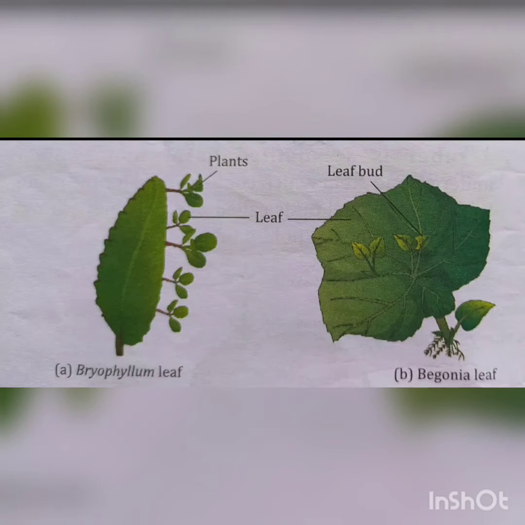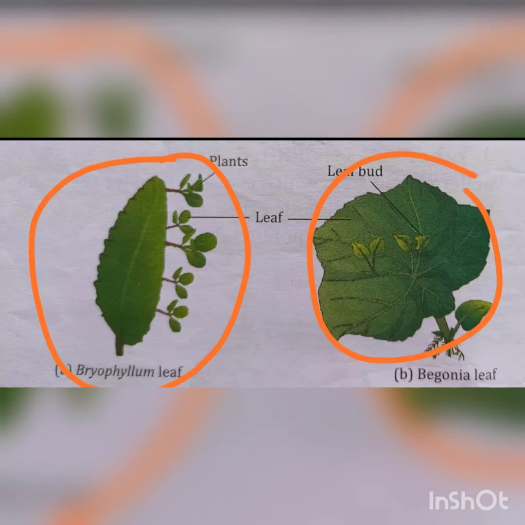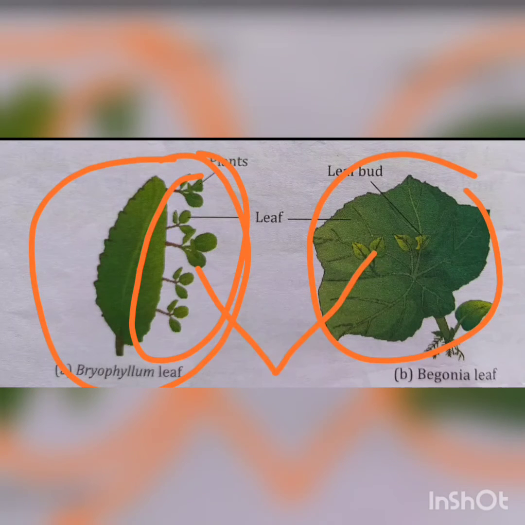The next type of natural vegetative propagation is done by leaves. Leaves of some plants like bryophyllum and begonia produce adventitious buds on their margins. When the leaf falls on the moist soil, these buds develop into small plantlets. On separation from the leaf, these plantlets grow as independent plants. The fleshy leaves of bryophyllum provide food and water to the developing plantlets.